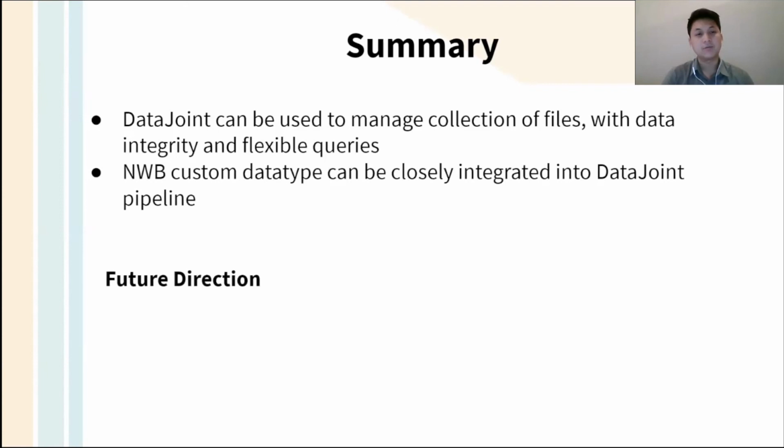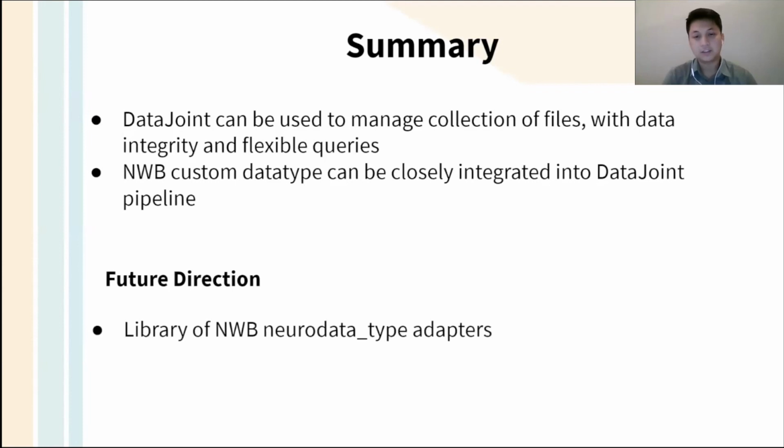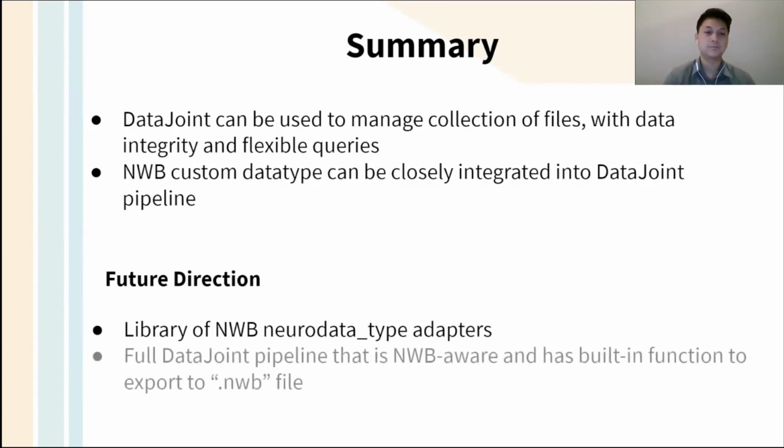Some future directions, something that we've been thinking about. One of the challenges, obviously, is building those adapters for the neurodata types. And as different labs may have different implementations, maybe one good idea is to have a library of all of these NWB neurodata types that users can just, if they don't want to design that themselves, download and then just use. Or we can move along the line of a full DataJoint pipeline that is more or less NWB aware, that has all of these neurodata types embedded inside and built-in functions to export into NWB files.